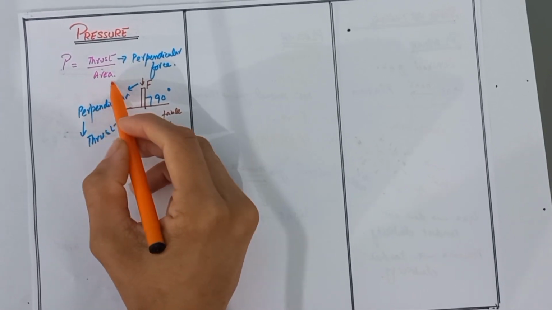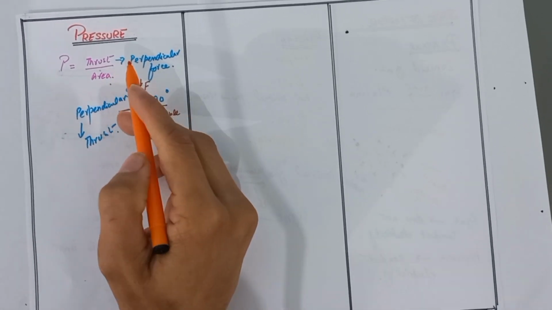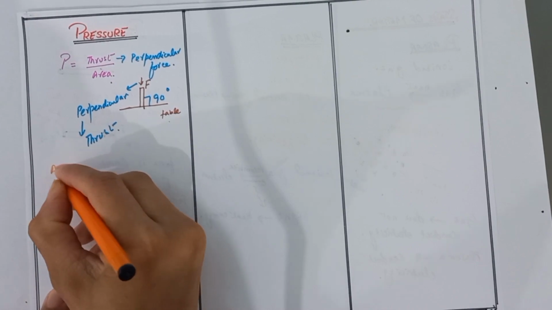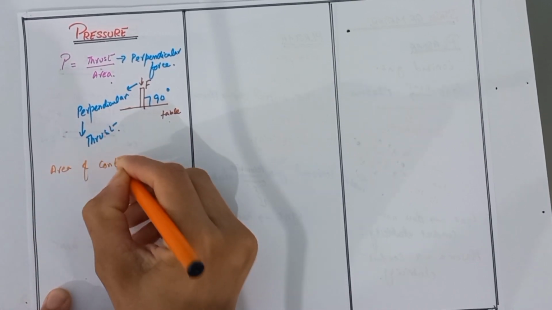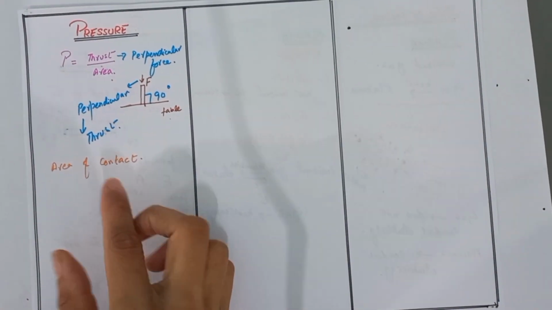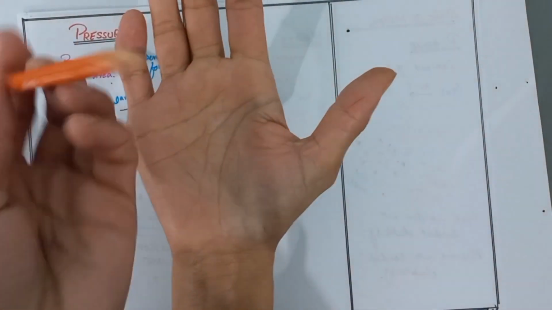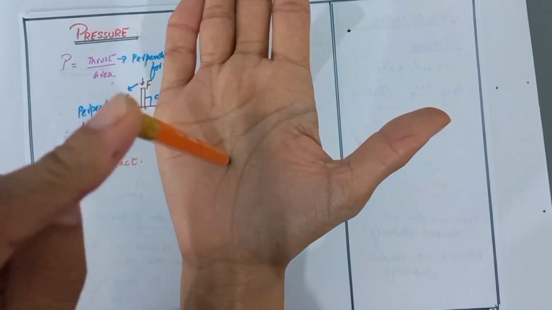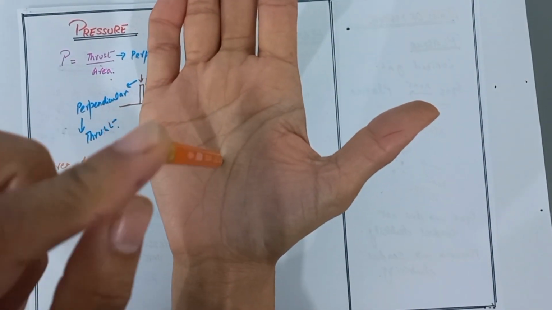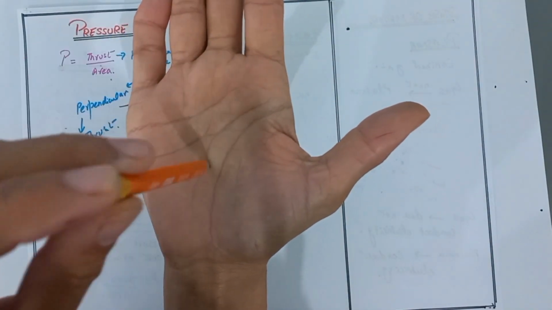Now we talk about the area. Here the area we use is not just any area, it is the area of contact. Let's understand with an example. When you take the pencil, if you press it against your palm, the force is perpendicular that you are applying, and the area of contact of the pencil is in my hand.